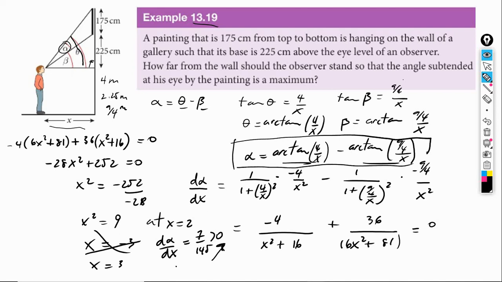What happens at x equals 4? X equals 4 is obviously after 3. So what's happening to the graph after 3? For x equals 4, you're going to see that if you plug that into the derivative, you will get a negative expression, minus 49 over 2696, which is negative. Therefore, the graph is going down. So that implies then that at x equals 3, we have a maximum for alpha.